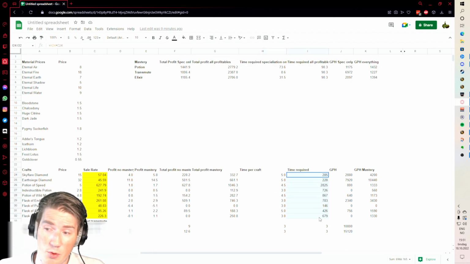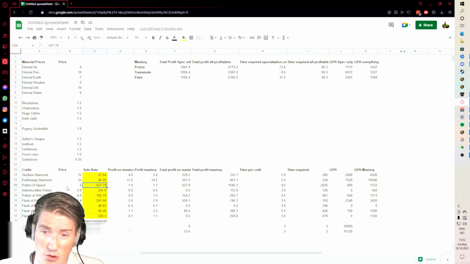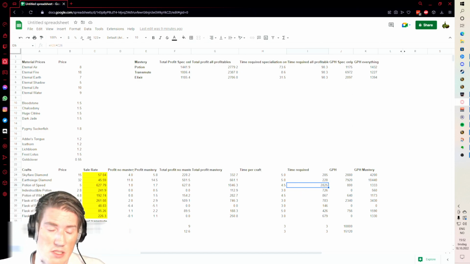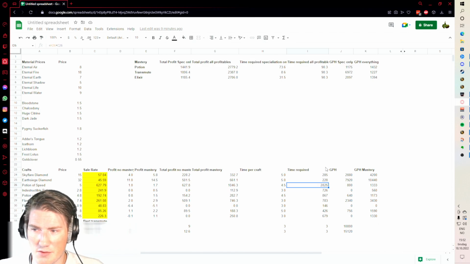And then we have the total time required. This is in seconds. So if you want to craft all 627 potions of speed that you can potentially sell per day, that's going to take you 2,800 seconds. That's reasonably long. That's like 40 minutes of crafting.